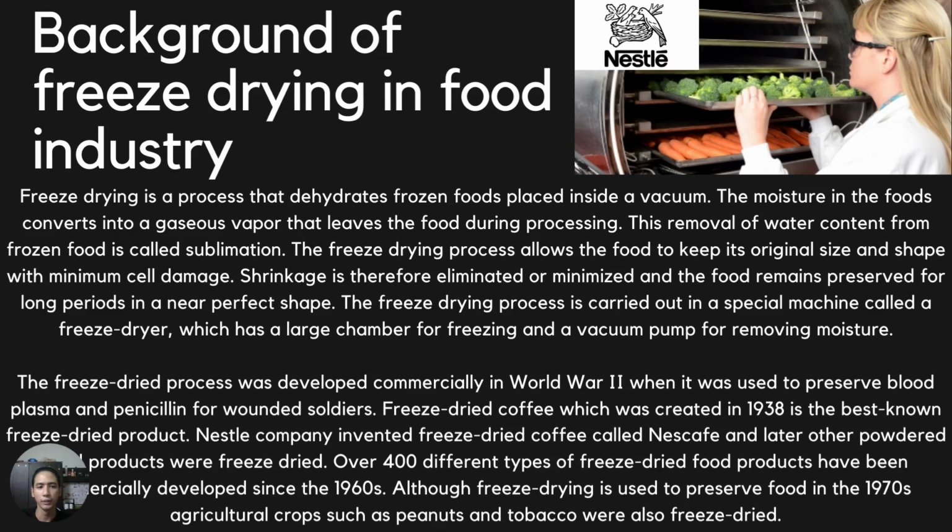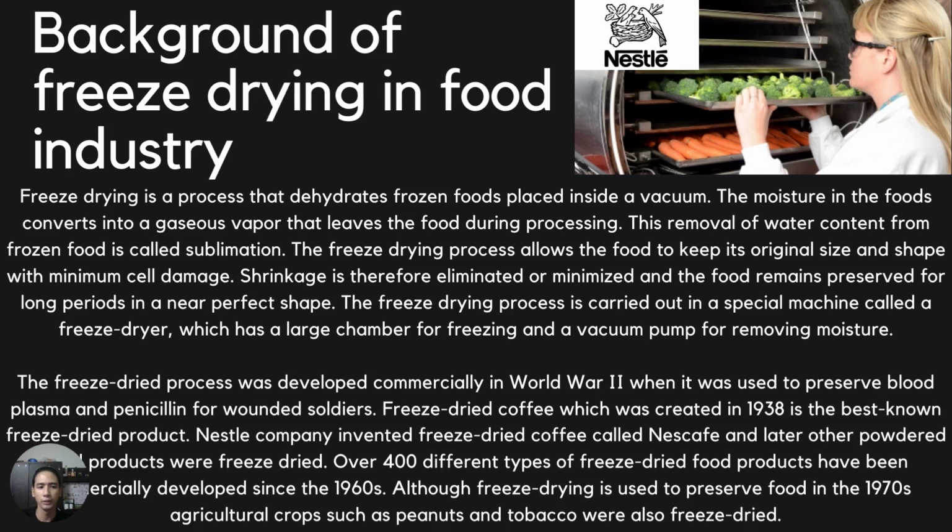Shrinkage is therefore eliminated or minimized, and the food remains preserved for long periods in a near-perfect shape. The freeze drying process is carried out in a special machine called a freeze dryer, which has a large chamber for freezing and a vacuum pump for removing moisture.